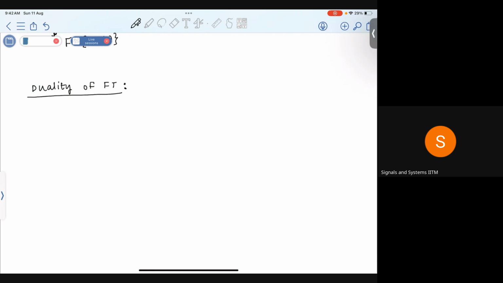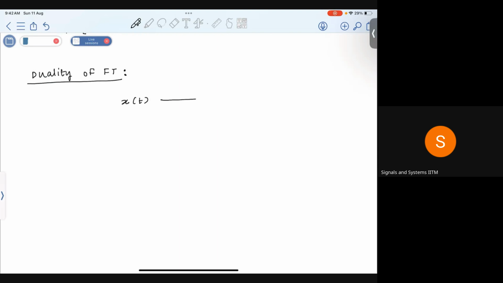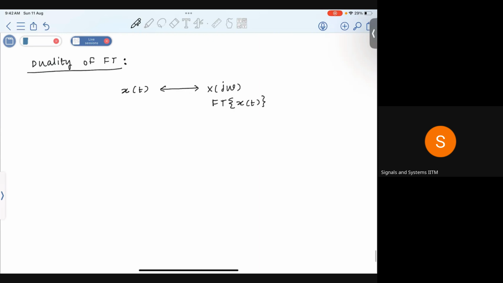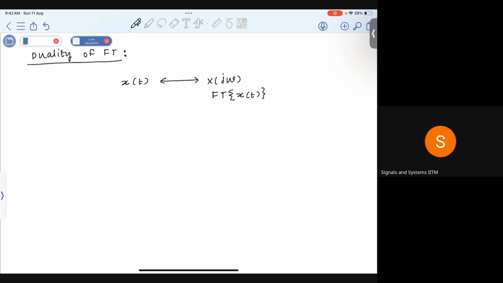So what this property says is, suppose x of t has Fourier transform x of j omega. I don't know what happened to my writing today. Where x of j omega is the Fourier transform of the signal x of t. Okay, now x of jt.